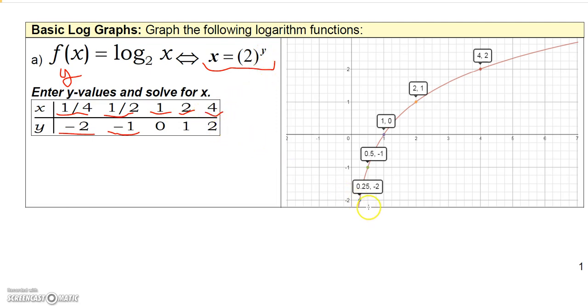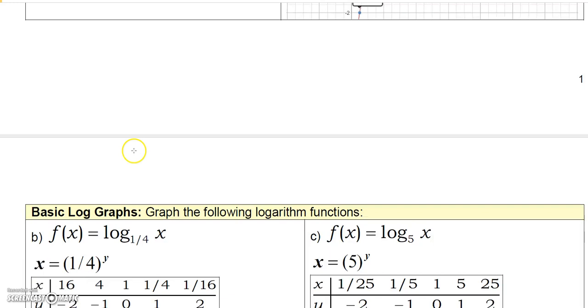So if you plot those values, 1/4, negative 2 would be this point. 1/2, negative 1 would be this point. 1, 0 would be this point. 2, 1 would be this point. 4, 2 would be this point. And you can see that you'll get a graph that starts down here low, comes up through here, crosses the x-axis at 1, 0, and just sort of bends out through here in this direction. And that's your basic log graph.